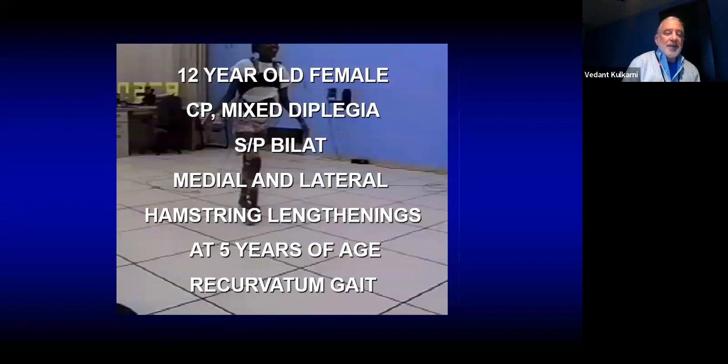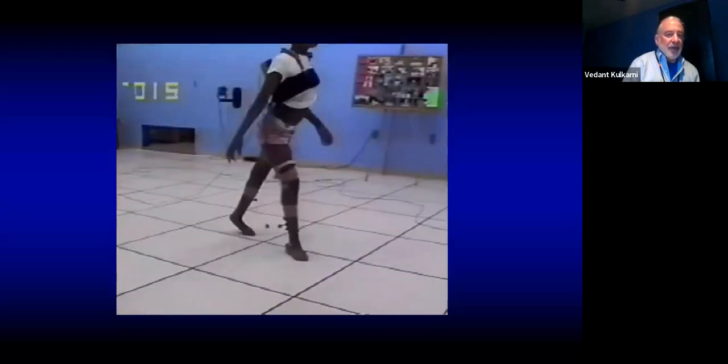A 12-year-old girl, mixed, so more complex movement, bilateral CP. She underwent bilateral medial and lateral hamstring lengthenings at age 5. So a couple of mistakes here. Failed to recognize the more complex movement disorder. Had overly aggressive, overdosed hamstring lengthenings, medial and lateral, and it was done too young. And here she is 7 years later, with recurvatum gait.